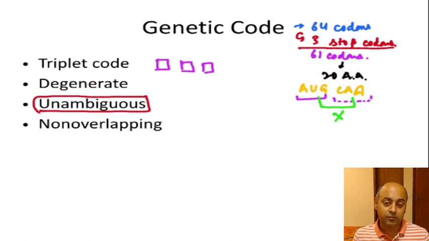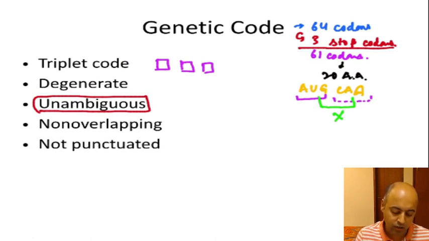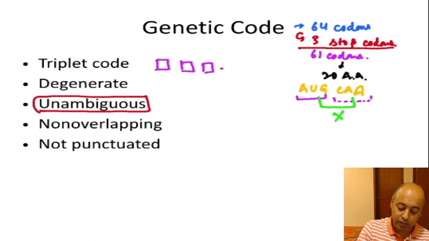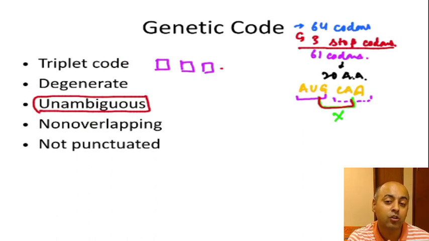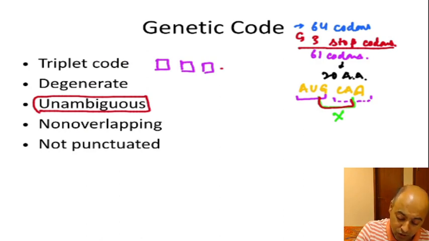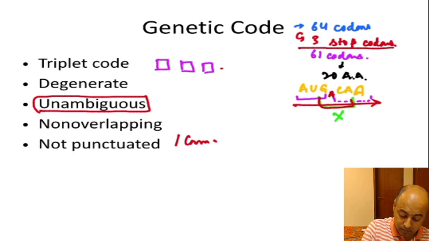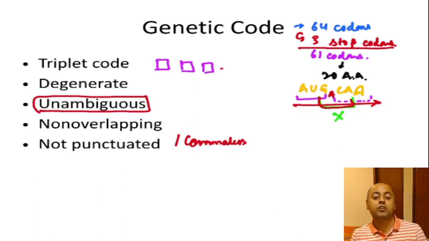The nucleotides are non-overlapping and non-punctuated. So first we said triplet code, then we said degenerate, multiple codons for the same amino acid, then we said unambiguous: every time the translation happens, we get the same amino acid. And non-overlapping: the same nucleotide cannot be used for multiple codons. At the same time, we cannot leave gaps. If there is a new nucleotide coming due to insertion or one of the nucleotides has mutated, you cannot ignore that nucleotide. You have to read it in continuation without any breaks. So we can also call this commaless. The genetic code is commaless.